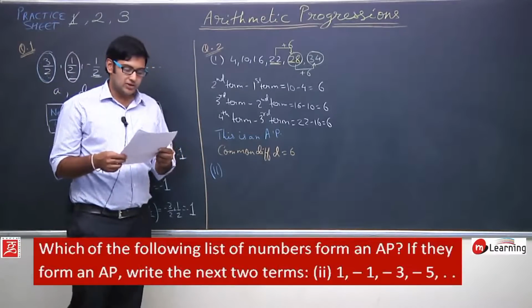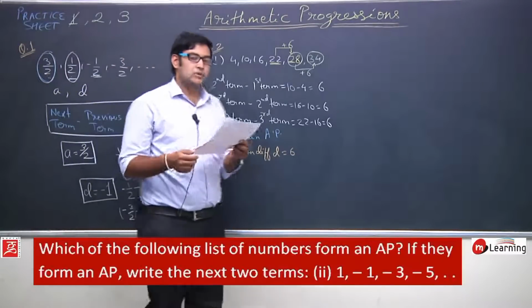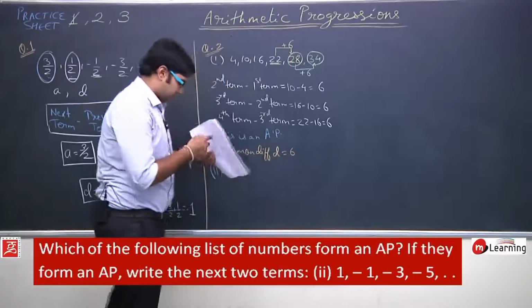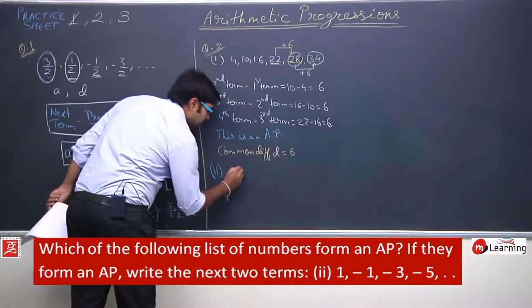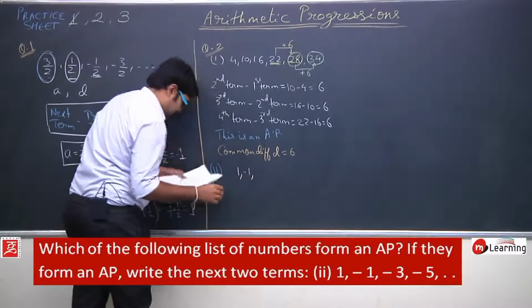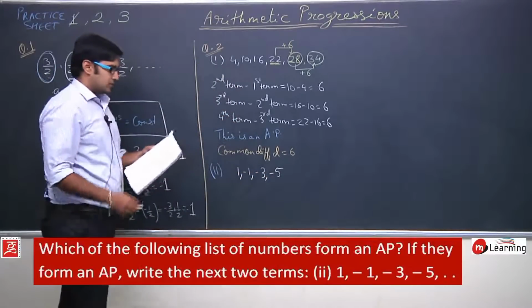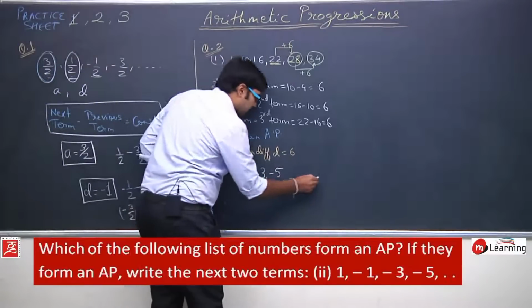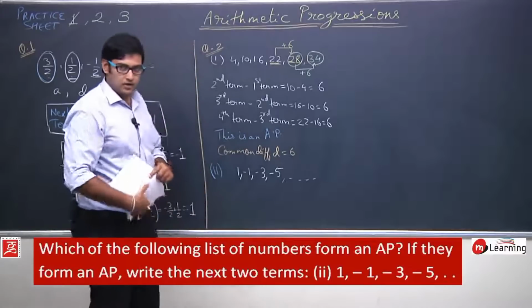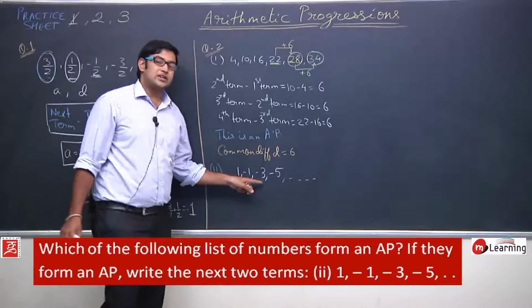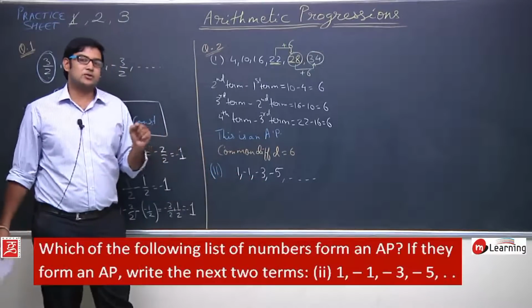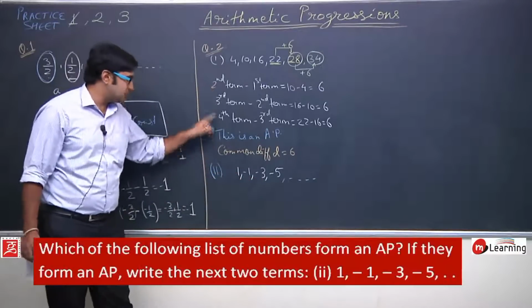Second part of question number 2 is 1, -1, -3, -5, and so on. So this is a list of numbers. Now to determine whether this list is an arithmetic progression or not, I will follow the same procedure.